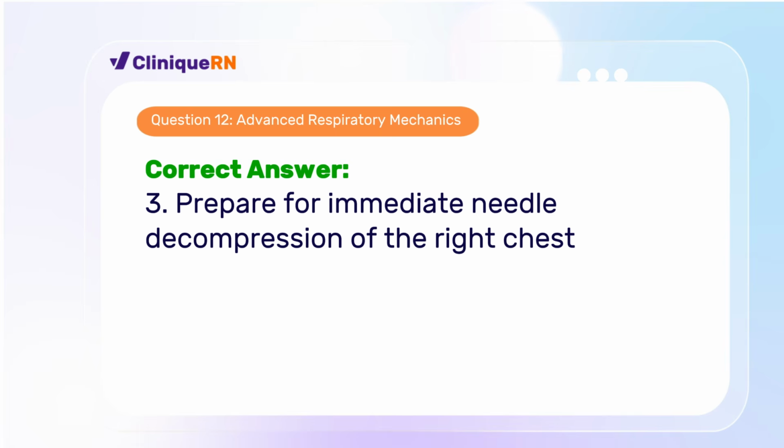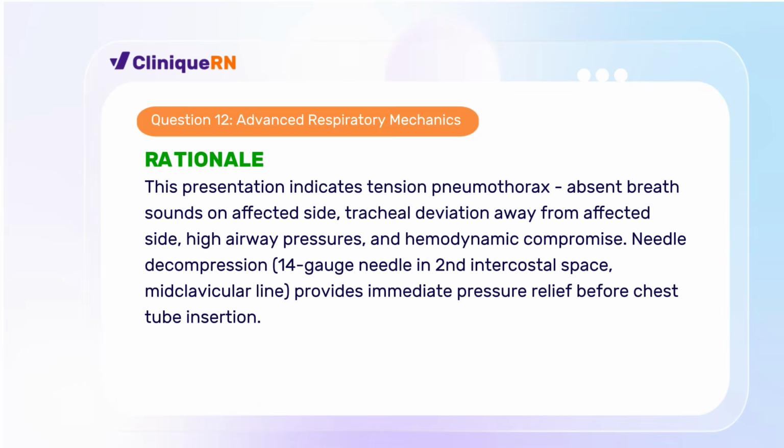The correct answer is 3. Prepare for immediate needle decompression of the right chest. Rationale: this presentation indicates tension pneumothorax, absent breath sounds on affected side, tracheal deviation away from affected side, high airway pressures, and hemodynamic compromise. Needle decompression, 14-gauge needle in the second intercostal space, mid-clavicular line, provides immediate pressure relief before chest tube insertion.